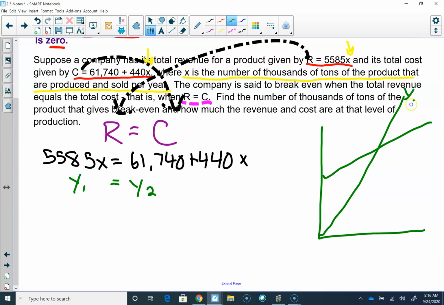So this is my y1, this is my y2. The biggest thing on your calculator is your window. And the X is the thousands of tons of product. So this is product. And the Y ends up to be total cost or revenue. I'm going to leave that blank for now until I get through this problem.